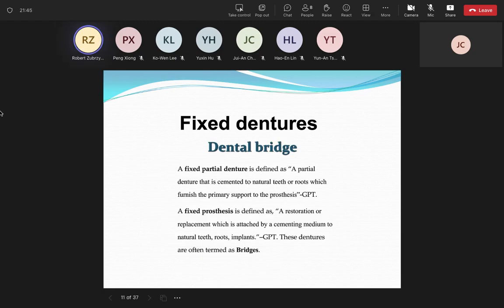Next example of fixed denture is dental bridge. So a fixed partial denture is defined as a partial denture that is cemented to the natural tooth or roots, which furnish the primary support to the prosthesis. A fixed prosthesis is defined as a restoration or replacement, which is attached by a cementing medium to natural teeth, roots, implants. These dentures are often termed as bridges.